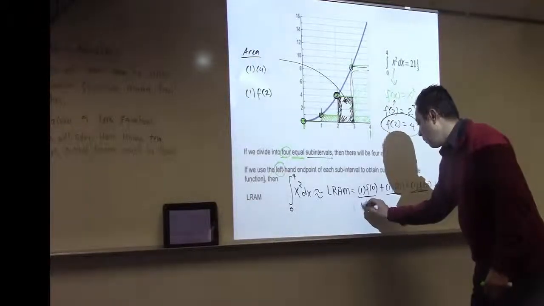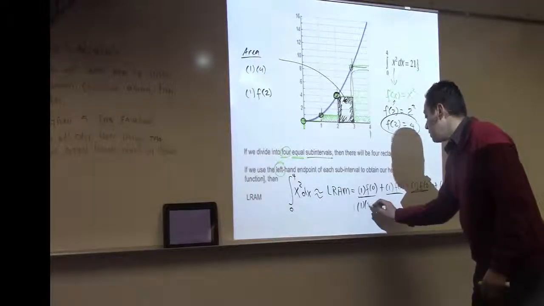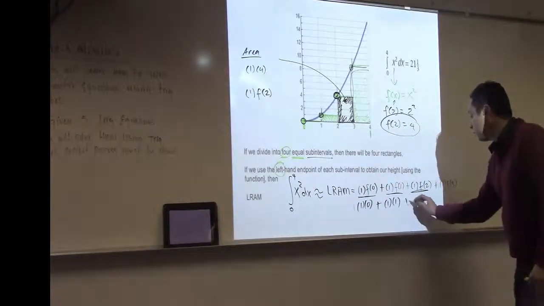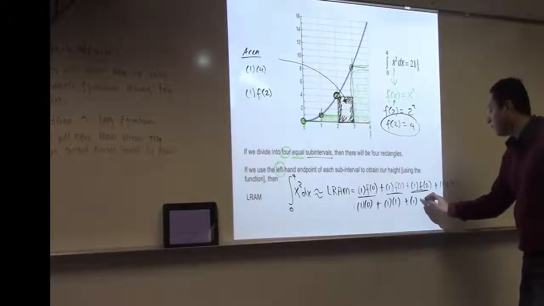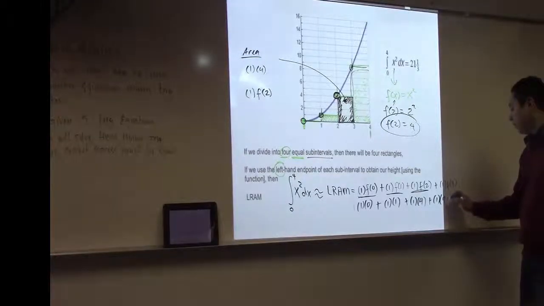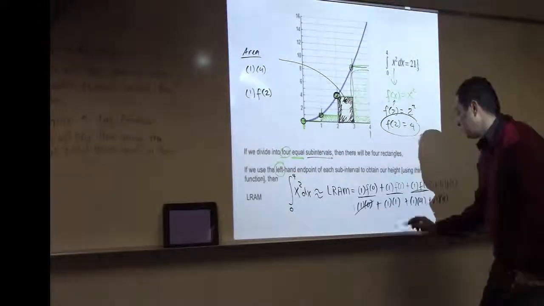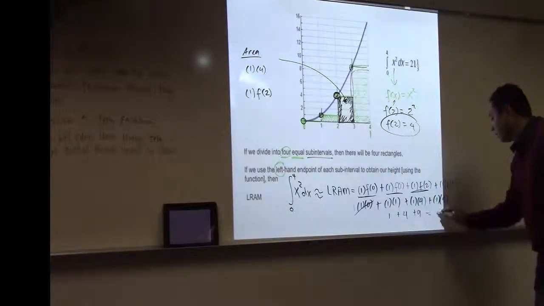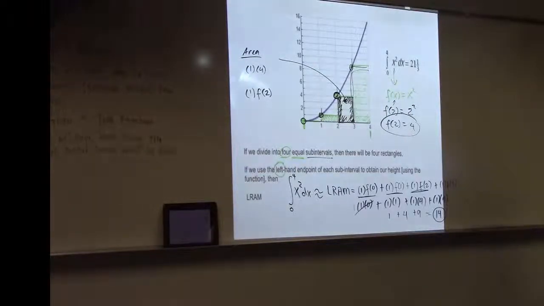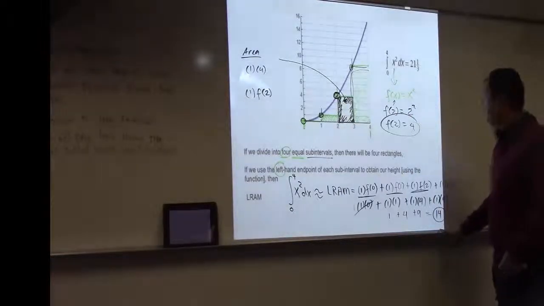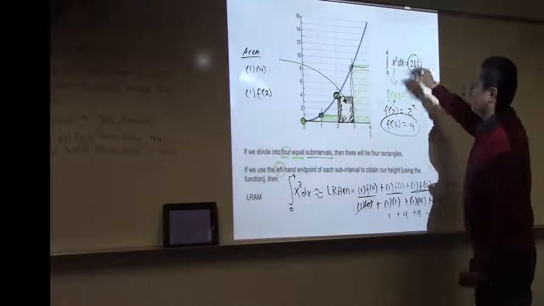So that's 1 times height, which is 0, plus 1 times 1, plus 1 times f of 2, which is 4, plus 1 times f of 3, which is 9. So that's a 0, that's a 1, plus 4 plus 9, which gets me 14. Now you might be saying, oh, that's really way off compared to the 21 and a third.